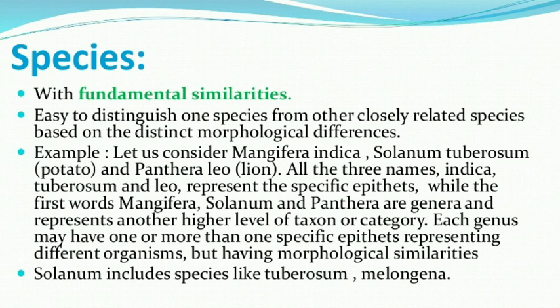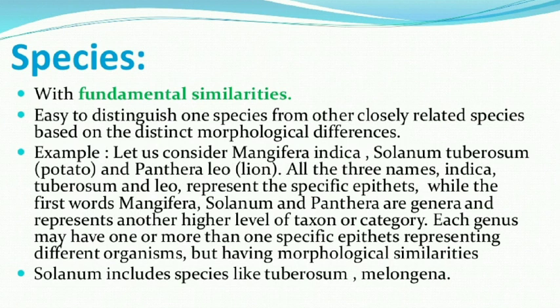First, the lowest category is the species, with fundamental similarities. Species includes a group of organisms or one organism with a fundamental similarity, two plants with exact similarity, which have basic fundamental similarities. Hence, they are kept under the same species, and it is easy to distinguish one species from other closely related species based on distinct morphological differences. Of course, they look similar, but there will be some differences. Hence, we can differentiate two individuals under two different species, maybe of the same genus.